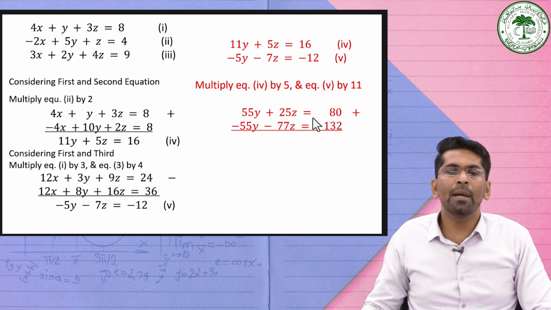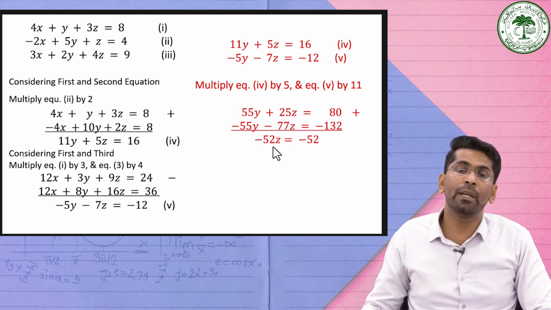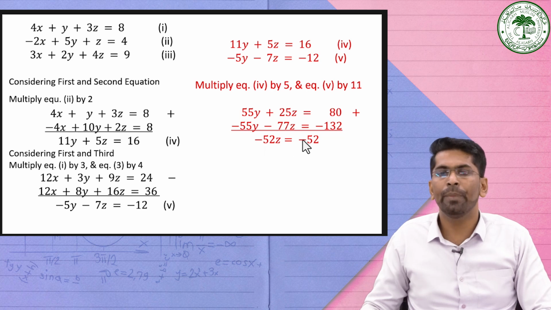I am going to add up these two equations so that I can cancel out the y variable. So see here, if you add them up, 55y minus 55y will be cancelled out. Then 25z minus 77z is equal to minus 52z, because here the sign is minus, so it will be minus 52z. 80 minus 132 is equal to minus 52.